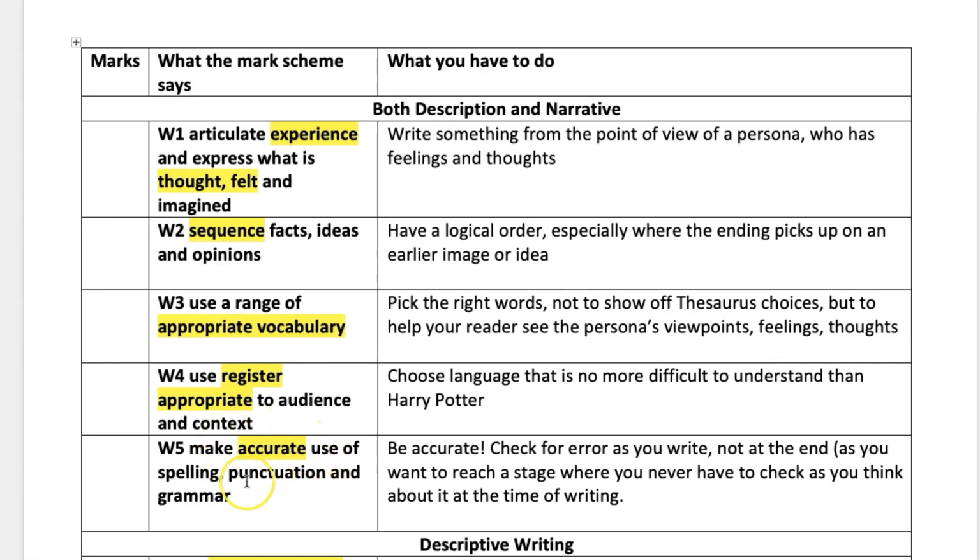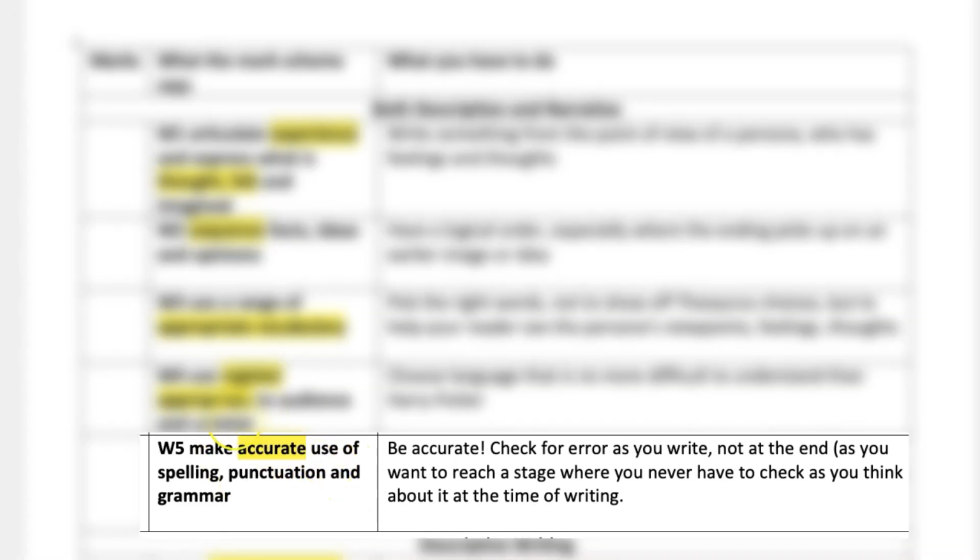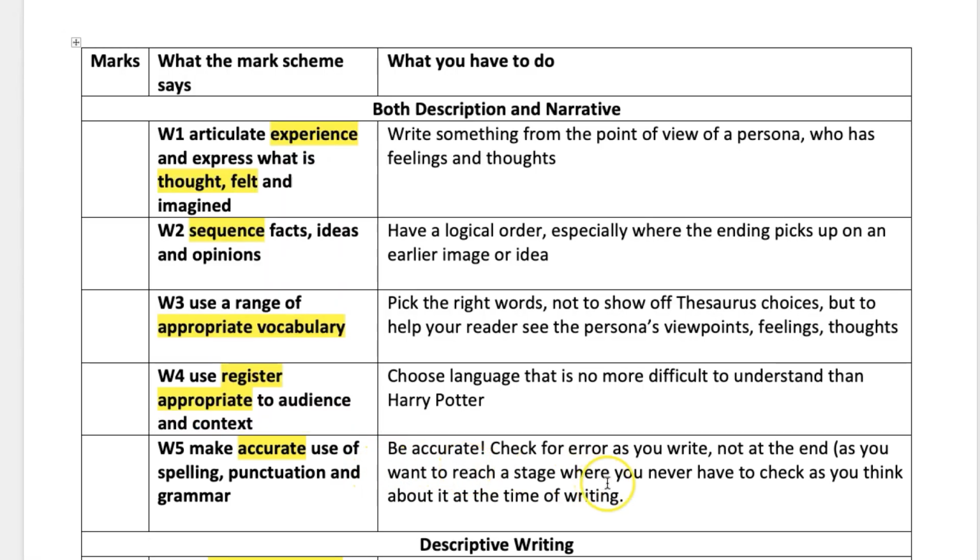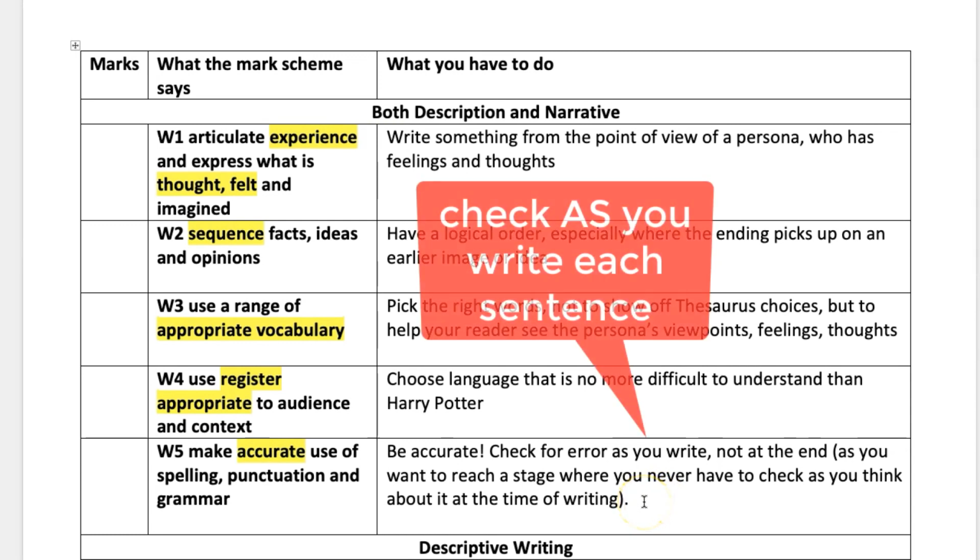And then obviously you have to be accurate. Now if you want to learn to be accurate with punctuation and spelling, a really slow way to do that is write and then go back and check. Now the reason that's slow is you'll never learn the habit of actually getting it right first time. So what you really need to do is get into the habit of checking every time you write a sentence.